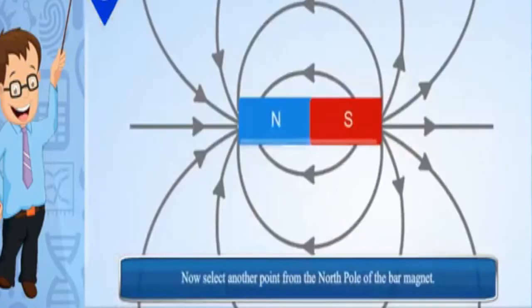Now select another point from the north pole of the bar magnet. Repeat the process for many points taken near the north pole. You will get different curves as shown in the figure. These lines are called magnetic field lines. They are imaginary lines. So, these curved lines represent the field lines.